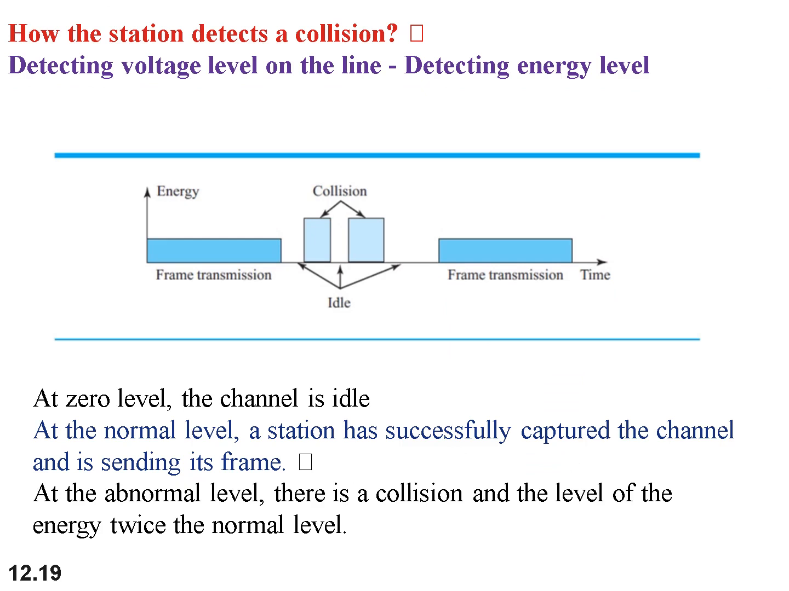Then this figure represents how the station detects a collision. When a collision happens, the bits are voltage levels, or energy levels. So while a collision occurs, the energy level will be double the normal energy level. This is the normal frame transmission energy level, and it is doubled when a collision occurs. This is how the channel identifies the collision.